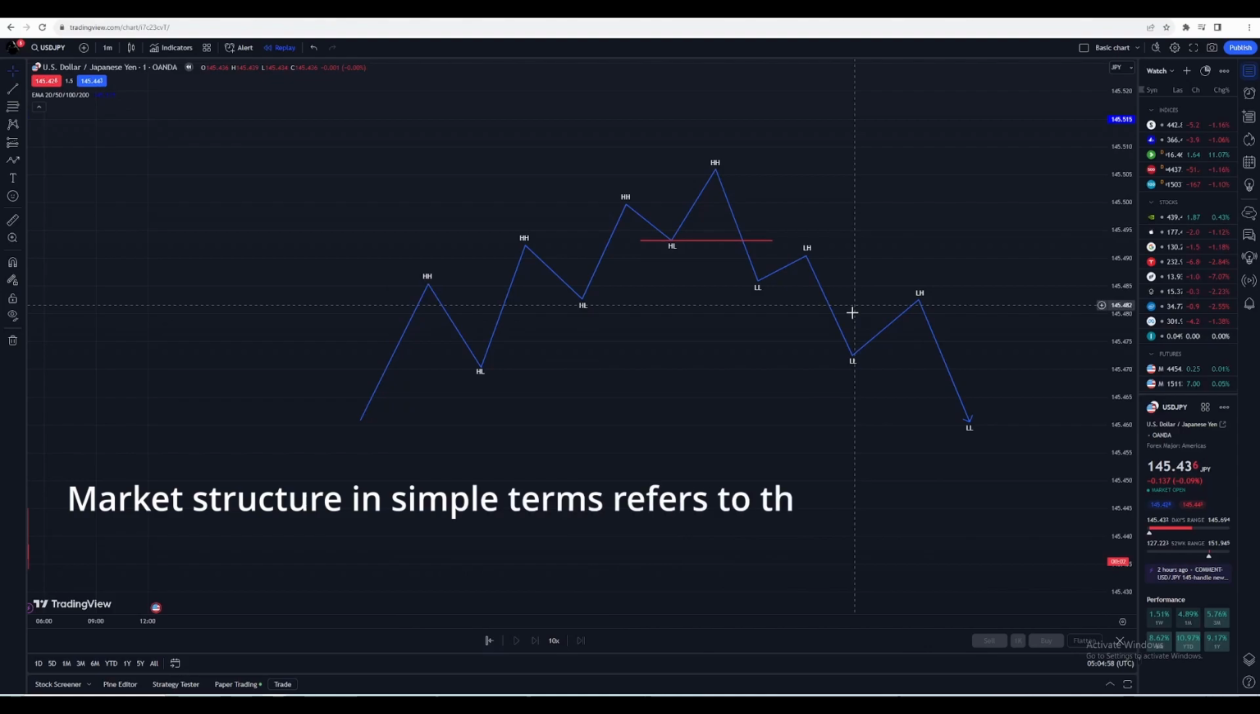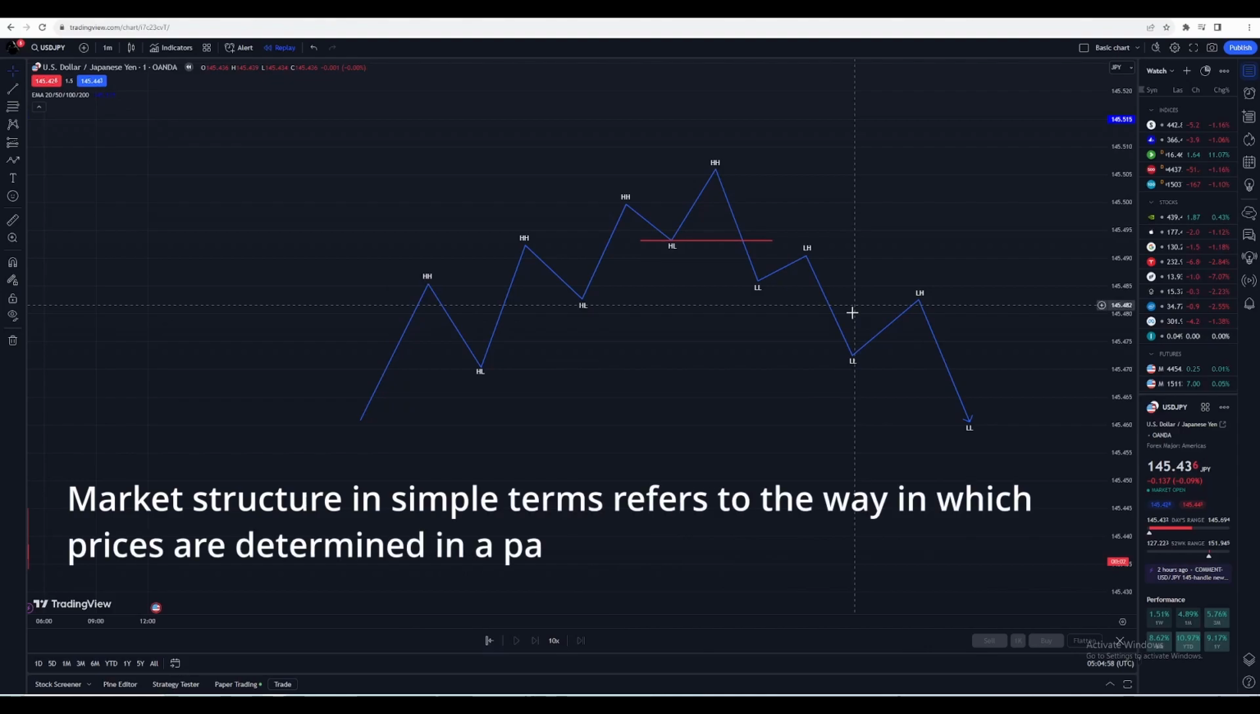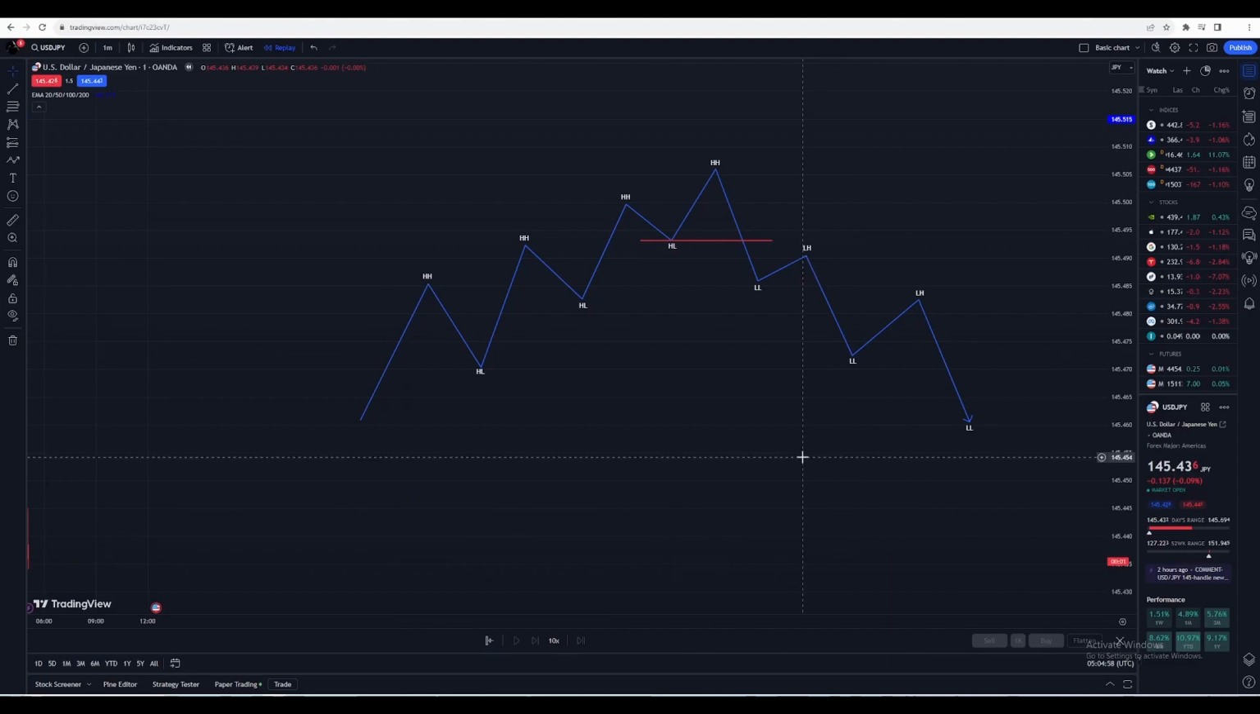Now let's dive in. Market structure, in simple terms, refers to the way in which prices are determined in a particular market. It's about understanding the interactions between buyers and sellers and how they influence price movements through trends, patterns, and support and resistance to identify uptrends and downtrends. So let's illustrate this with a very simple example of market structure.